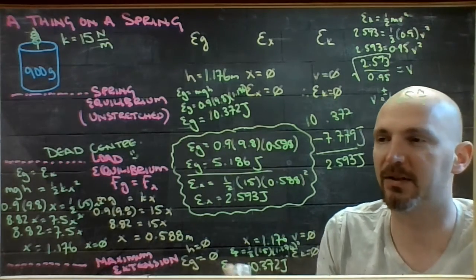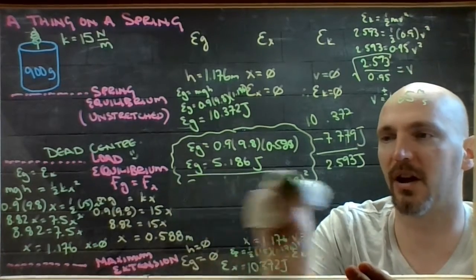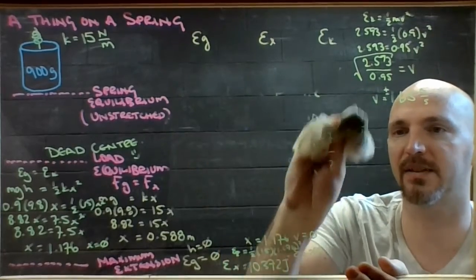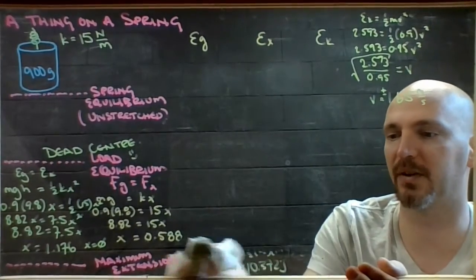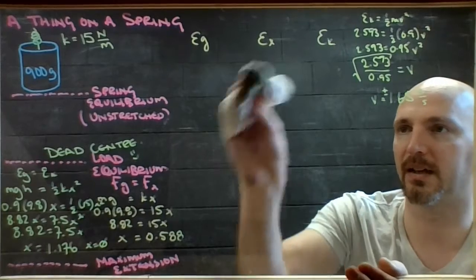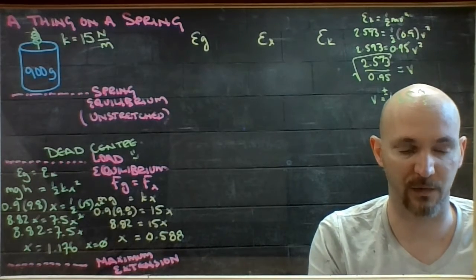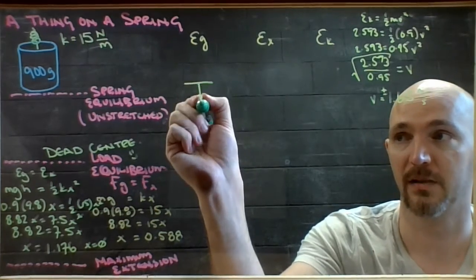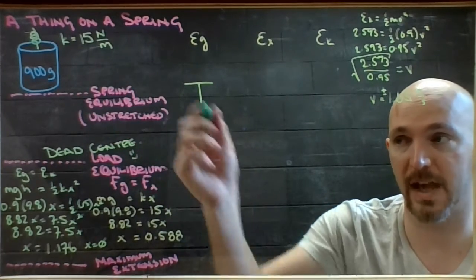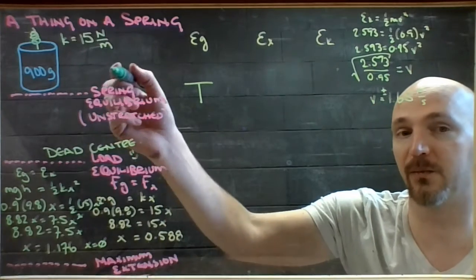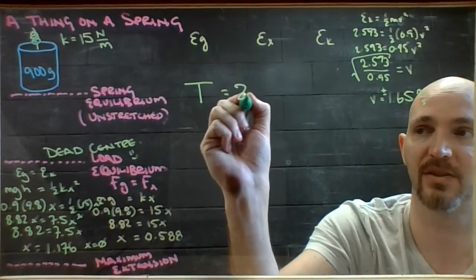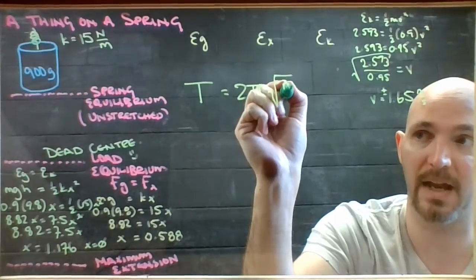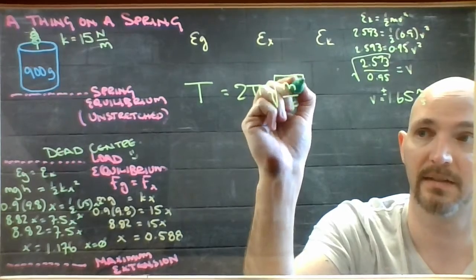The last thing we need to do for a simple harmonic oscillator is to calculate the amount of time it takes for this thing to execute its trip from the very top to the very bottom. And fortunately, it's just a formula. So the time it takes for a thing on a spring to execute a full stretch down and a return to its height is 2 times pi times the square root of the mass divided by the spring constant.